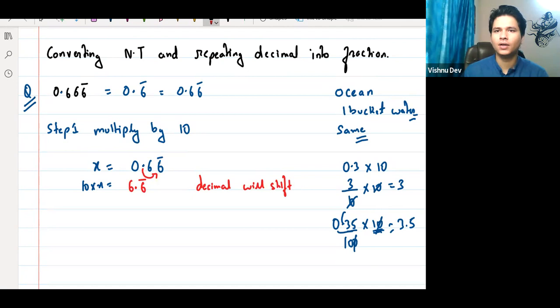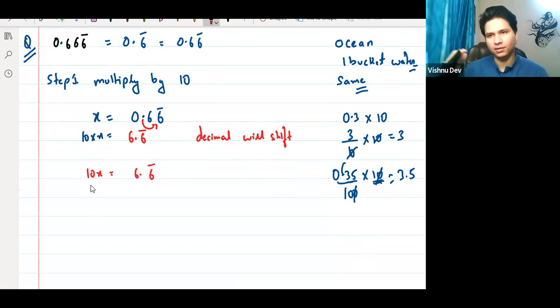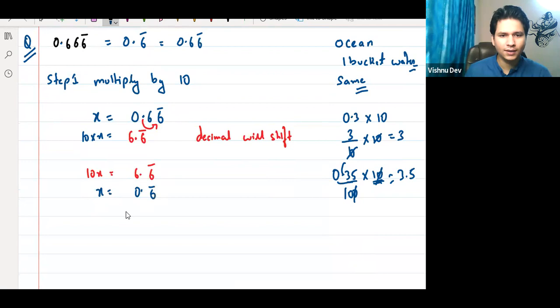Okay? Now, tell me one thing, think simply. Sir, I got this: 10x is equal to 6.6 bar, which means it is going on to infinity, going on fully. And what was x? Tell me, what was x? x is equal to 0.6 bar. Now think, what can we do? Tell me, anyone, what can we do? Anyone have any idea? That is what we are finding. We need the value of x, right? That's what we are trying to get.